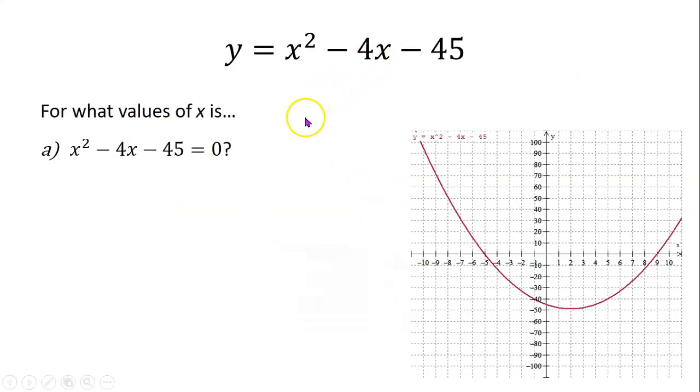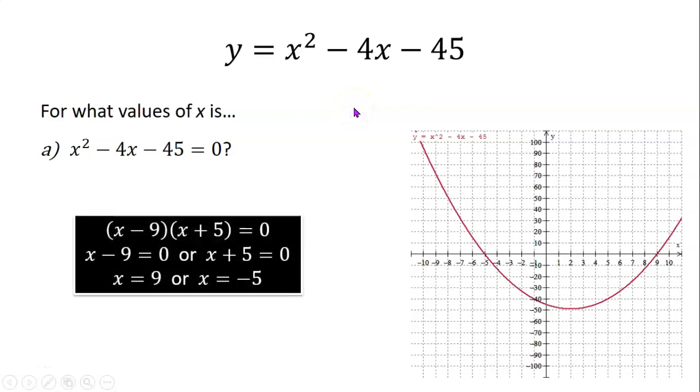For example, take the quadratic expression x squared minus 4x minus 45. It might help you to visualize what's going on if you think about the graph of y equals x squared minus 4x minus 45, which looks like this. Okay, let's start out with an equation. We know how to solve those. For what values of x is x squared minus 4x minus 45 equal to 0?